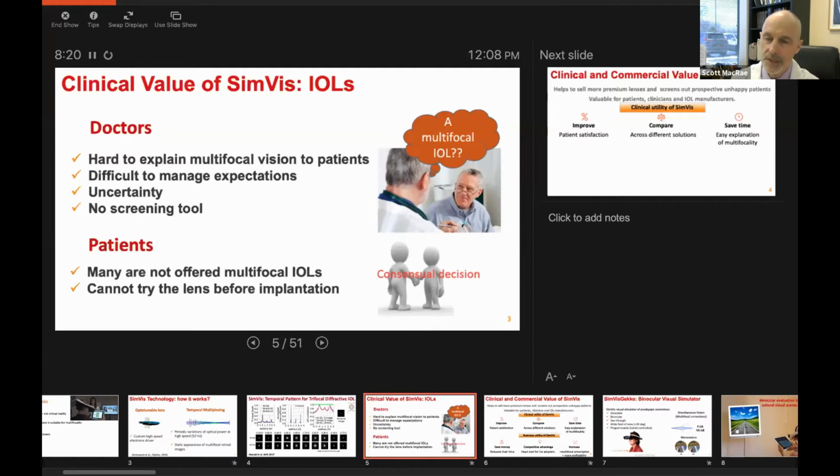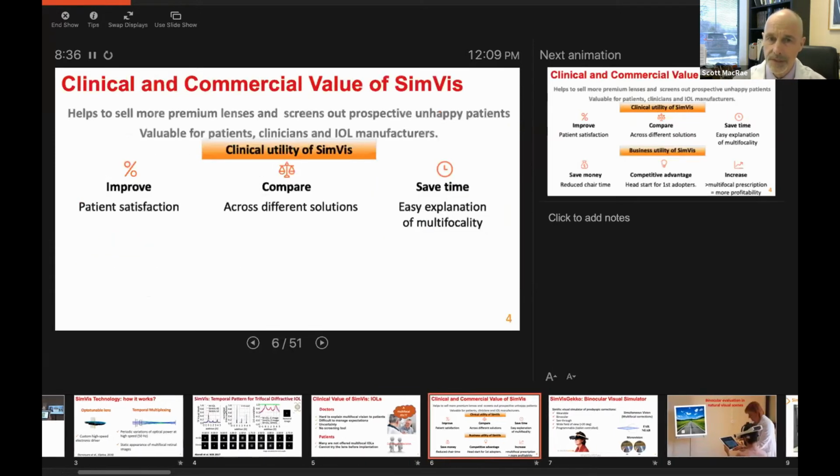The beauty of this is it allows a patient to take the multifocal lens, and you can test varying different types of multifocal lenses. You can take them for a test drive, let them simulate it under a variety of conditions, as I'll show you in a few minutes.